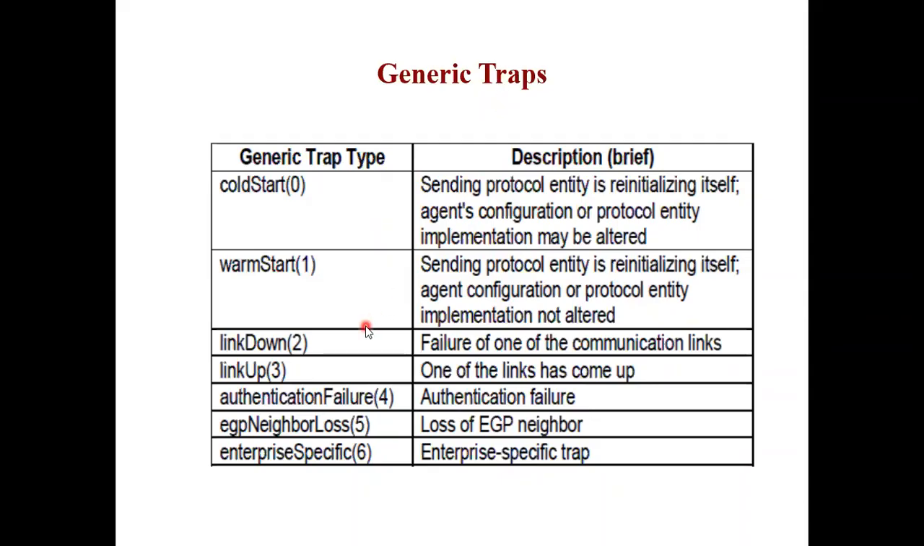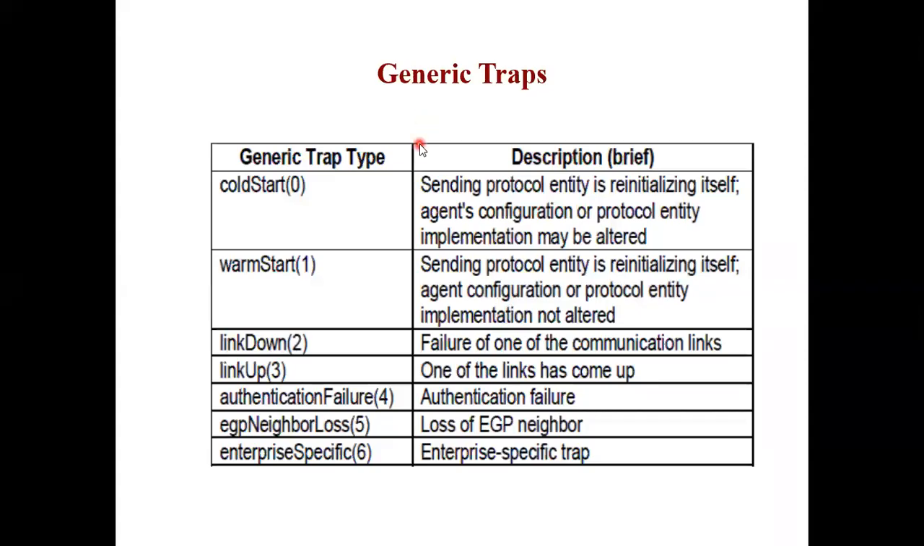A link up here, down here. Okay, some protocol entity is altered, some is not altered. There is a problem of authentication. There are lots of immediate neighbors. Okay, so all these are the trap messages, and then I have some specific traps, which are related to my enterprise. So all these 7 kinds of traps fall in the generic trap.